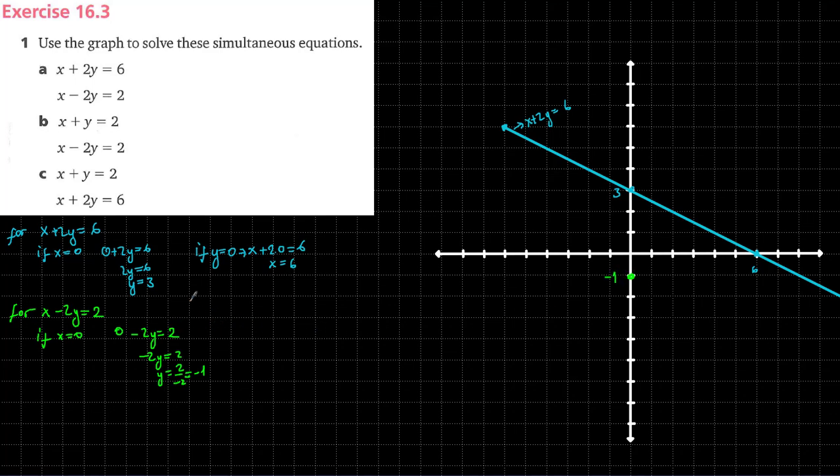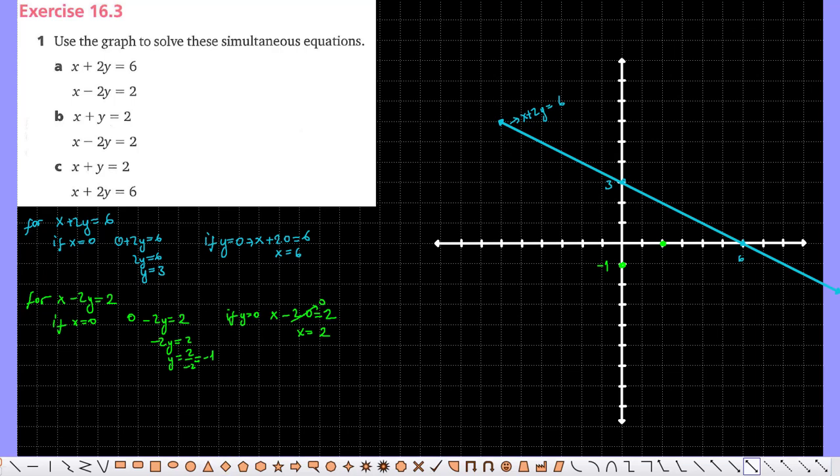For the second part, if y is equal to 0, x minus 2 times 0 is equal to 2, so x is equal to 2 directly. So it's going to pass through this point, and I'm going to draw the line between them now. Here this is the second line, again using the same tool. The second line is going to pass through these points.